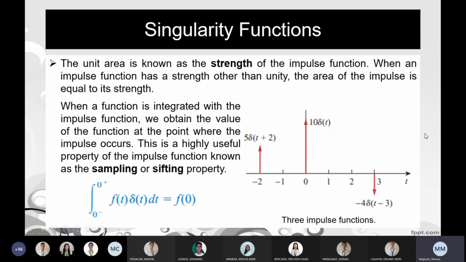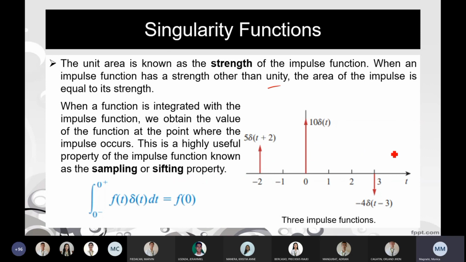The unit area is known as the strength of the impulse function. When an impulse function has a strength other than unity, the area of the impulse is equal to its strength. So when a function is integrated with the impulse function, we obtain the value of the function at the point where the impulse occurs. This is a highly useful property of the impulse function known as the sampling or shifting property.